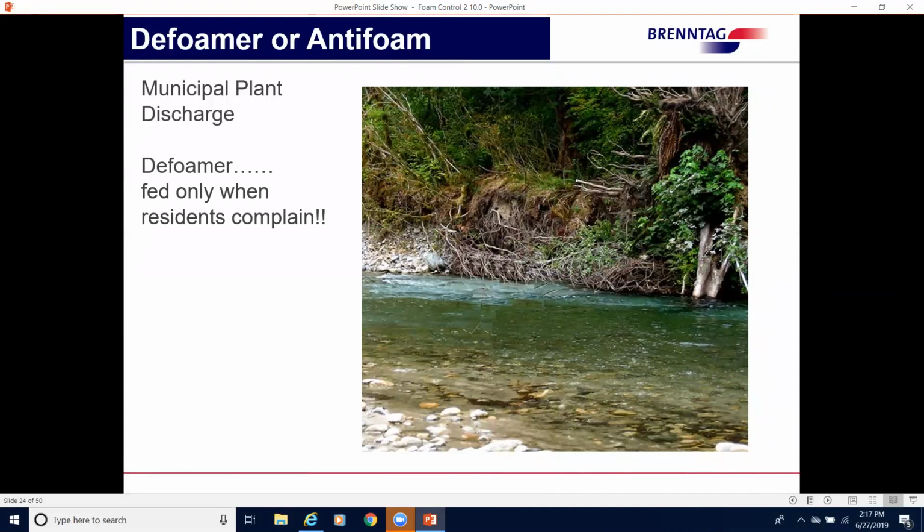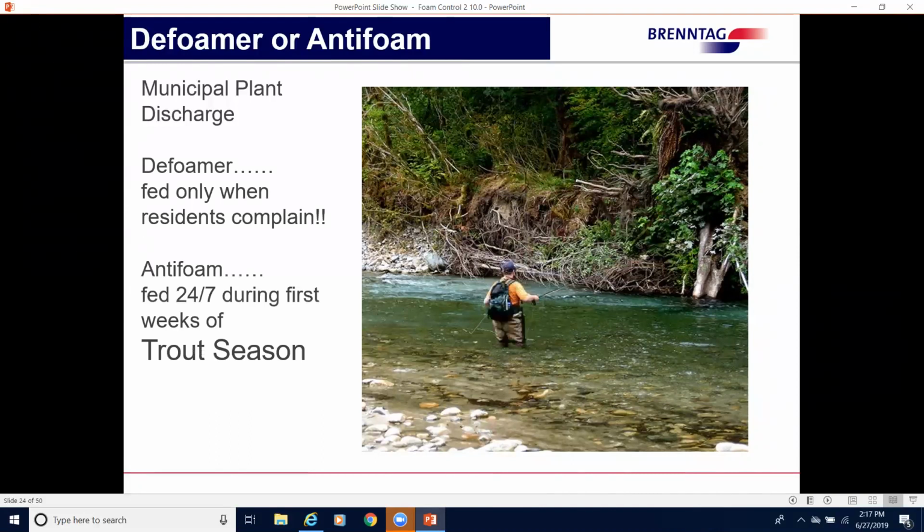However, once a year, they feed this product 24 hours a day, 7 days a week. Why do you think they do that? Well, the reason is that it's trout season and they can't have any foam present in the stream because of the fishermen out there fishing. The key takeaway from this slide is that it's the exact same product that the operators turn on periodically when passersby complain, or feed 24/7 during trout season. It's when you feed it that makes the difference.